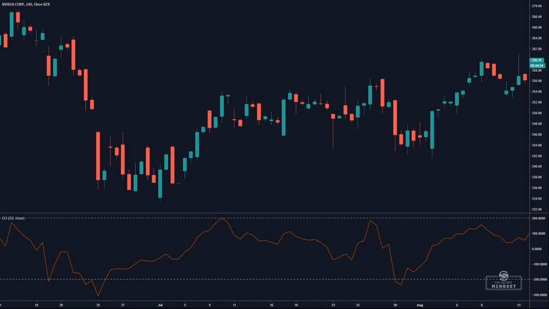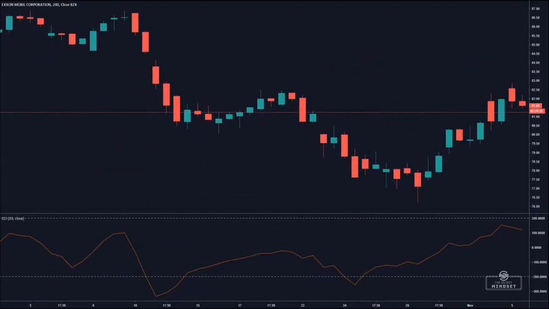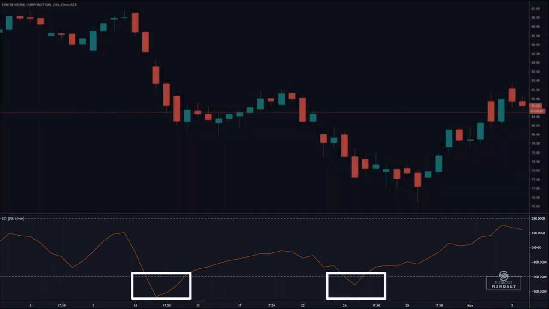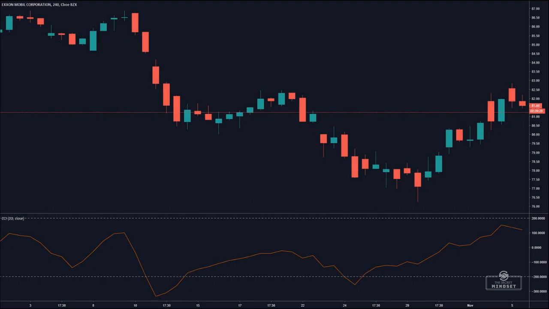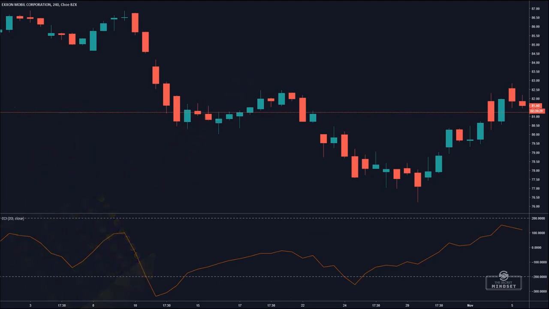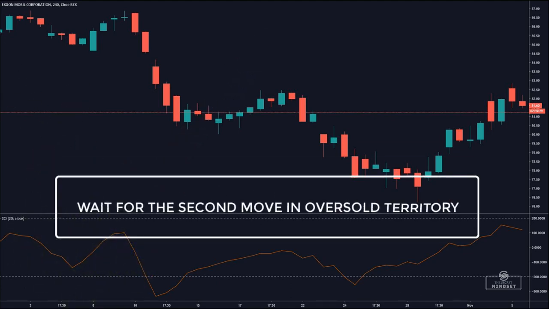In this NVIDIA chart, observe the CCI reaching oversold conditions twice, respectively the -200 level. Here's the same condition met on an ExxonMobil chart. The CCI reached the -200 level once and another time 2 weeks after. Most people would have taken a long signal the first time the CCI reached oversold conditions, but this is a sure way to lose money in the long run. It's better to be conservative and wait for the second move in the oversold territory.